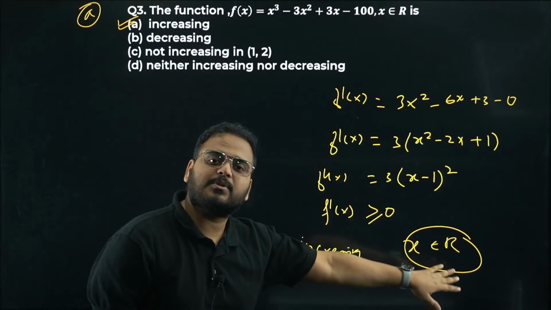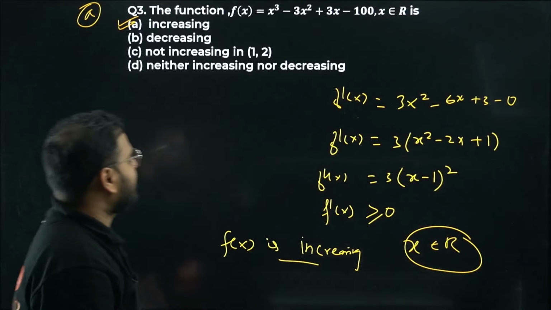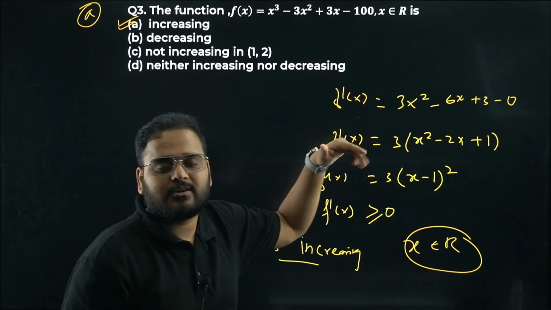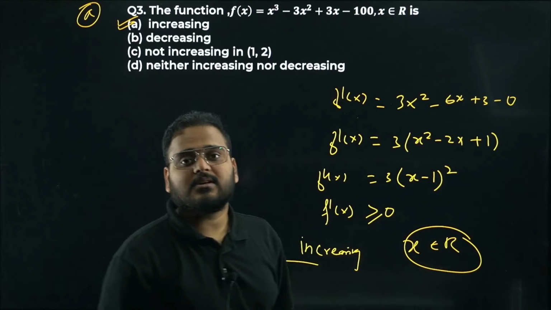All interval. What is the interval? All real. Okay. So they can ask you the function is increasing in which interval? They'll give options like that. You have to choose all real. What is the answer? All real.